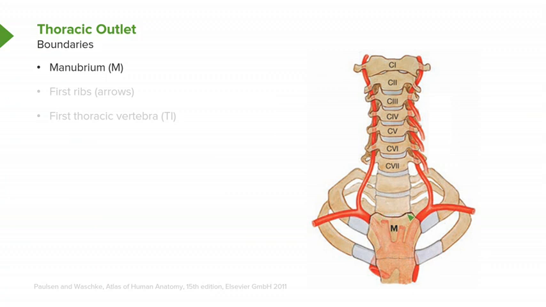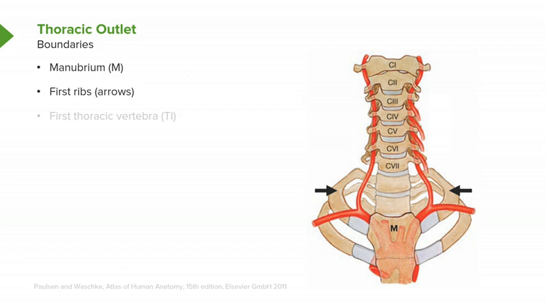The boundary would be its superior limit that we see right around here. The next structure that contributes to the boundary would be the first rib, and these would be bilateral structures. And so if we follow the superior surface of the manubrium in either direction out here laterally, we see the first rib on this side and then the first rib on the opposite side contributing to the thoracic outlet.